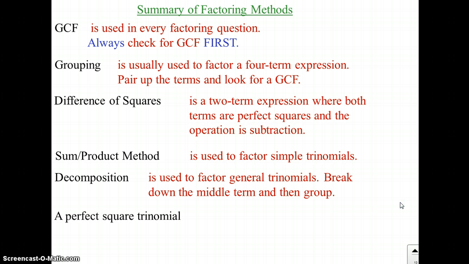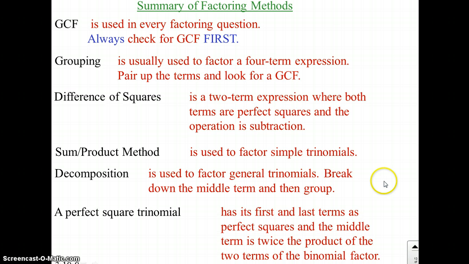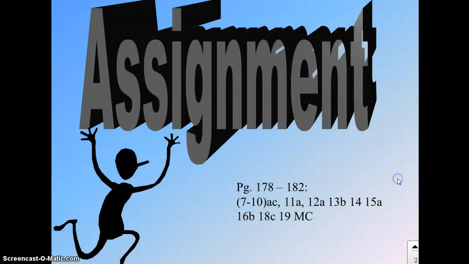A perfect square trinomial, we just looked at that, has its first and last terms as perfect squares, and the middle term is twice the product of the two terms of the binomial. Great. That's a summary of our factoring methods. We should now be able to factor any expression given to us.